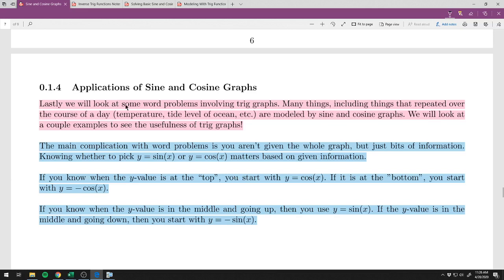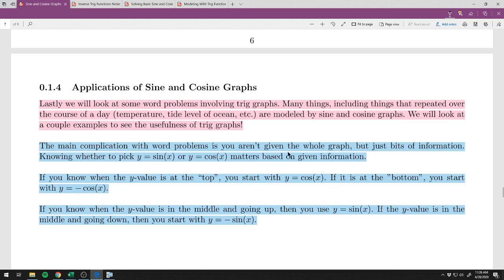All right. So lastly, we will look at some word problems involving trig graphs, including many things that are repeated over the course of the day. Temperature and tide level of the ocean are modeled by sine graphs or cosine graphs. And you could probably look at anything that happens over a year that involves temperature, like pool sales. People tend to buy pools certain times of year and not so much others, so you'd probably see a type of sine or cosine graph pop up there. But tons of things have applications to these. Populations of certain animals in certain areas, because when it gets cold, they may not reproduce as much. When it's warmer, they do, so their population goes up and down.